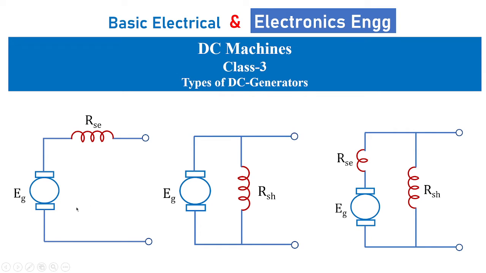Here you can see different arrangements of types of DC generators. For the first case, you can see a machine, called a DC machine, connected in series with some resistance, and the same machine in another picture is connected parallel to a resistance. And in the third case, you can see a series combination with the machine connected parallel to another resistance. So how to designate these types of machines under DC generators is what we are going to see in this class.